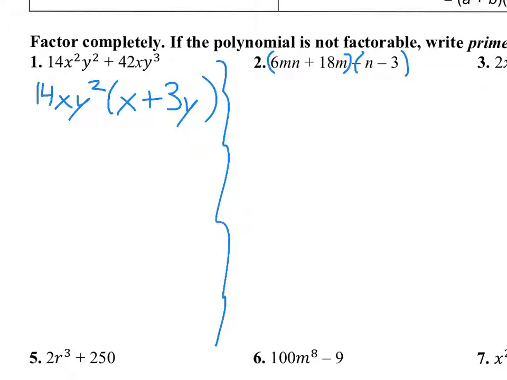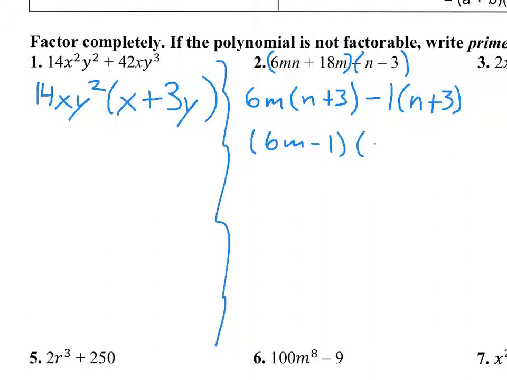So from the first group, we can take out 6 and an m. If we do that, we're left with n plus 3. When you do factoring by grouping, the goal is to make the parentheses the same. So if I'm trying to make the second parentheses n plus 3, I need to remove a negative 1. So now the outside goes in parentheses together, and then the second set of parentheses you only write once. You don't write squared.